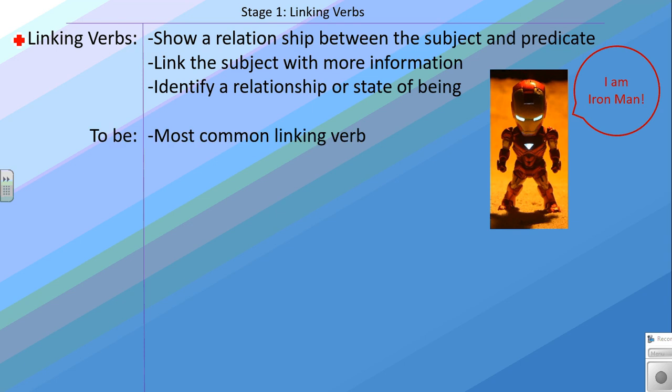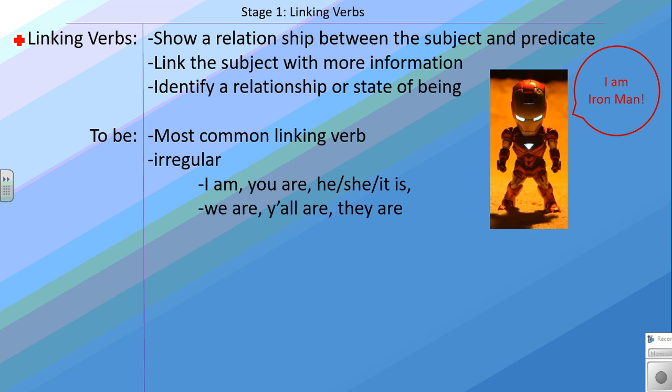The most common linking verb is to be in English. It's irregular, so think of how we say it. I was, I am, you are, he is, right? So it's a little irregular. It's irregular in Latin too, so I guess that's a nice way to help you remember that. But I am, you are, he, she, it is, we are, y'all are, they are.